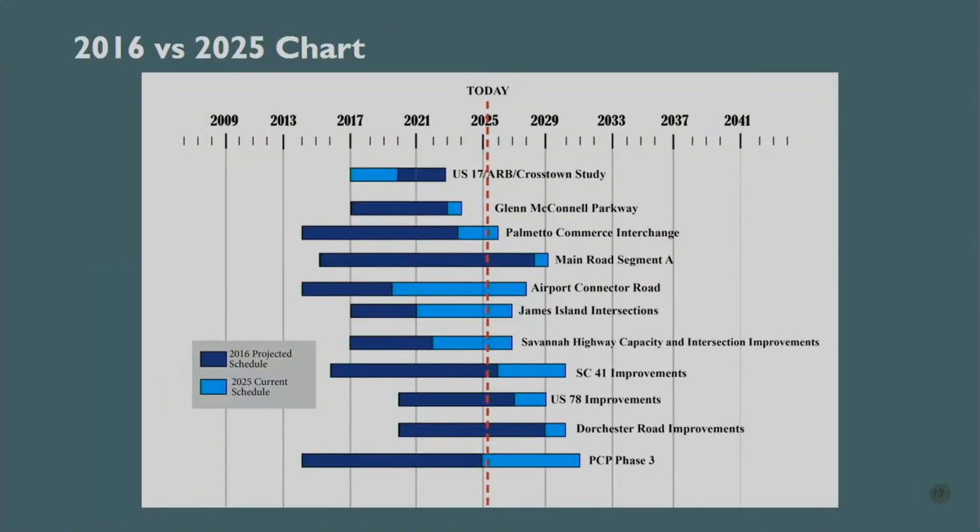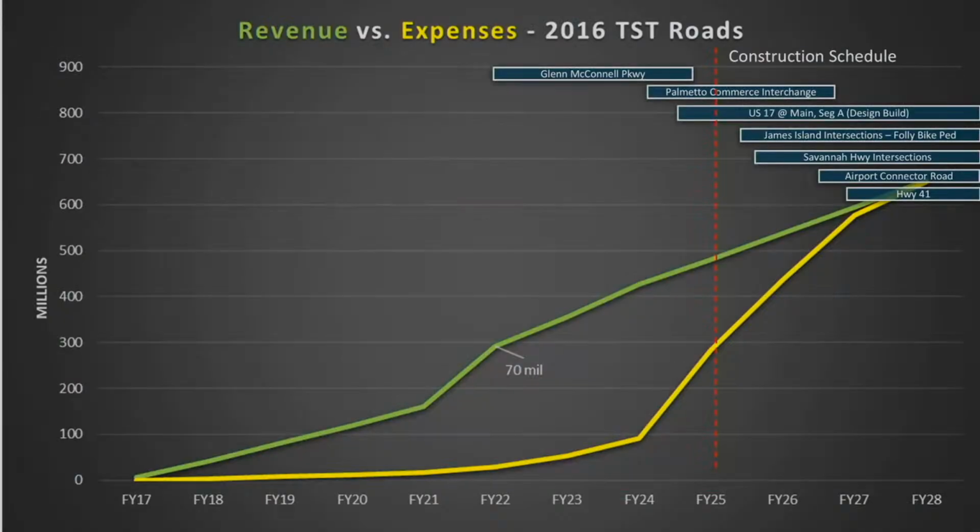I want to be transparent with you on our schedule. Our 2016 projections are shown here in purple, and blue is what we're showing as our current projections on the schedule. These projects have slid back due to various reasons, such as the environmental permitting process and the steps that we're going through. This also impacts our cash flow and how we manage. So we're constantly looking at where these projects are in their timeline versus where our cash flow is.